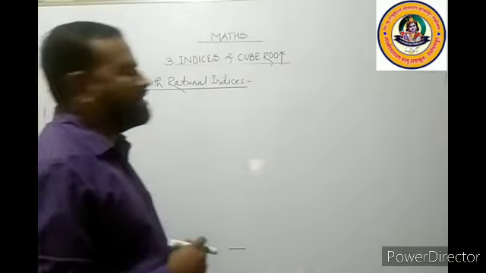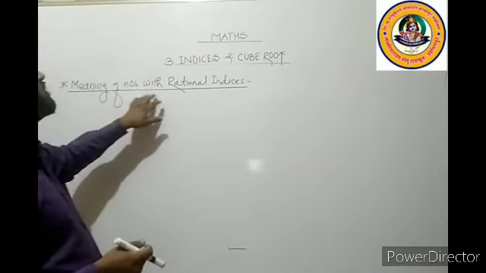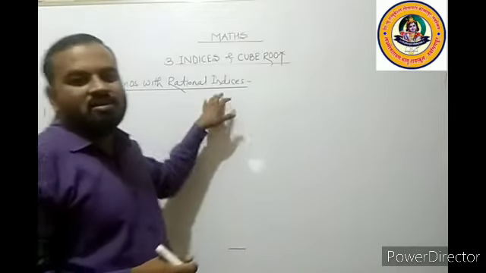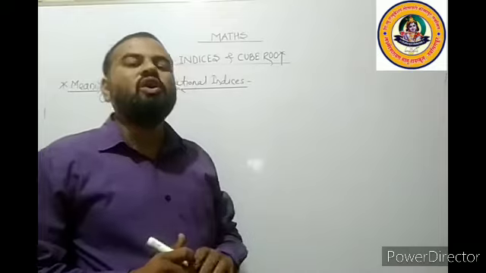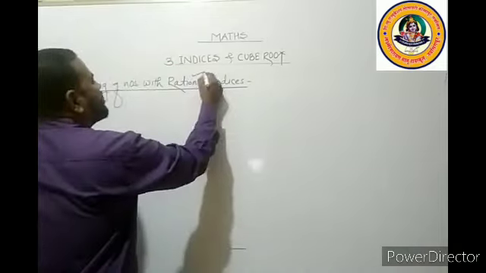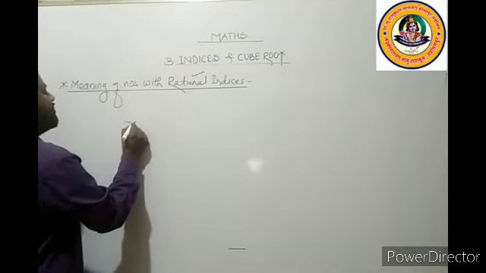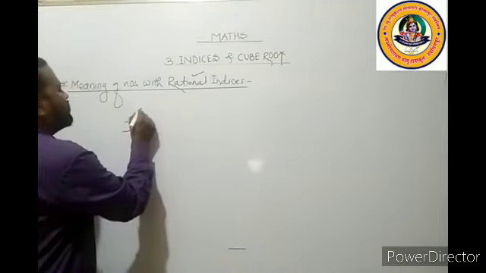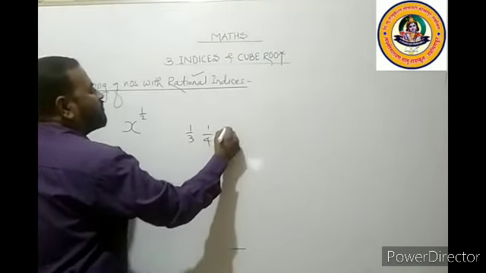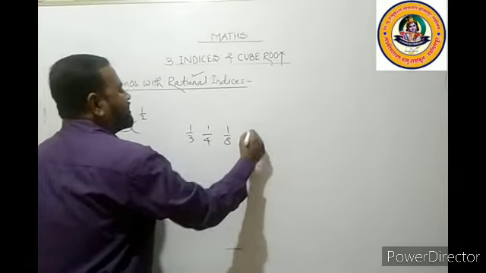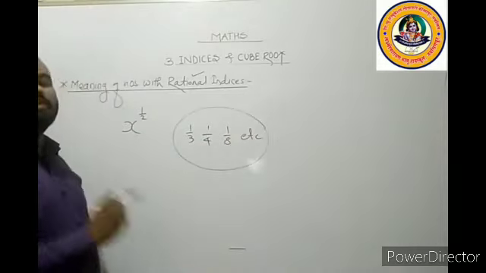Adjacency and cube root. In that chapter, the new point is the meaning of numbers with rational indices, meaning numbers which have an index in the form of rational numbers. That means any number, such as x, and its index is 1 by 2, or 1 by 3, 1 by 4, 1 by 8, etc. If these numbers are in the index form, what is the meaning of that?